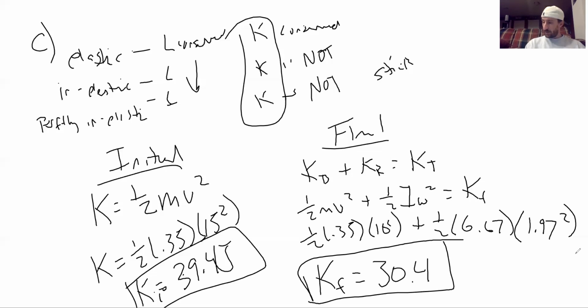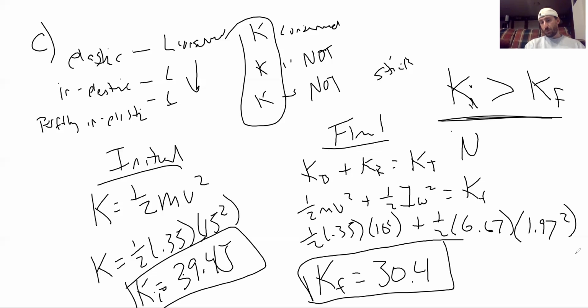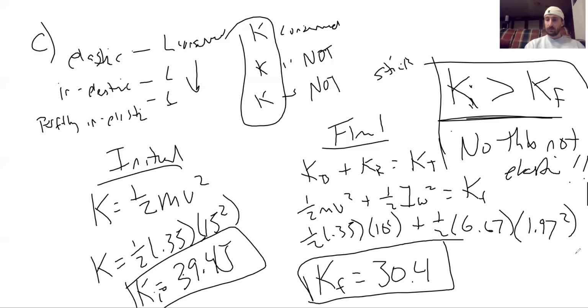30.4 joules. All right. So from this, we get that kinetic energy initial is greater than kinetic energy final. So we've lost some energy here. If we've lost energy, kinetic energy is not conserved. So no, this is not elastic. Pretty straightforward. Hope that helped. That's it for this video.